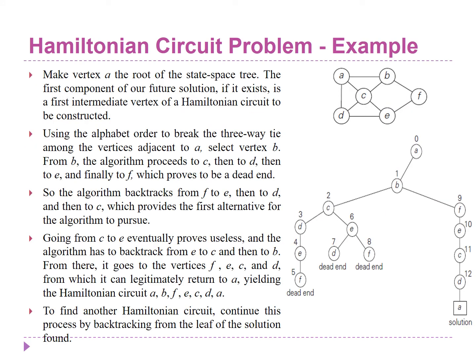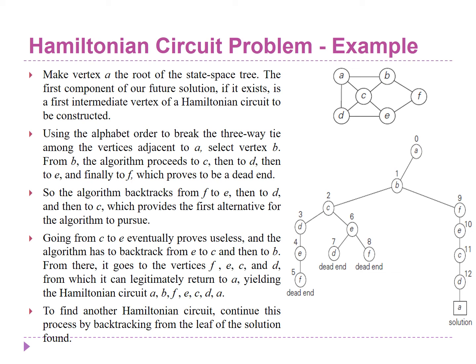Let us find the Hamiltonian circuit in a given undirected and unweighted graph. The graph consists of 6 vertices which are labeled as A, B, C, D, E, and F. Let us apply the backtracking technique to find the Hamiltonian circuit starting at vertex A. Make vertex A the root of the state space tree. The first component of our future solution, if it exists, is a first intermediate vertex of the Hamiltonian circuit to be constructed.